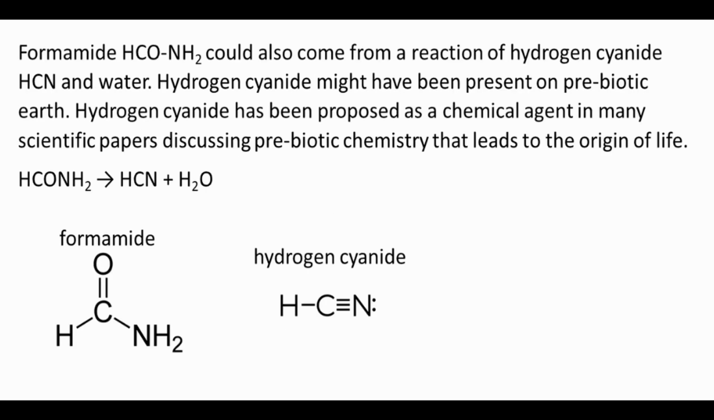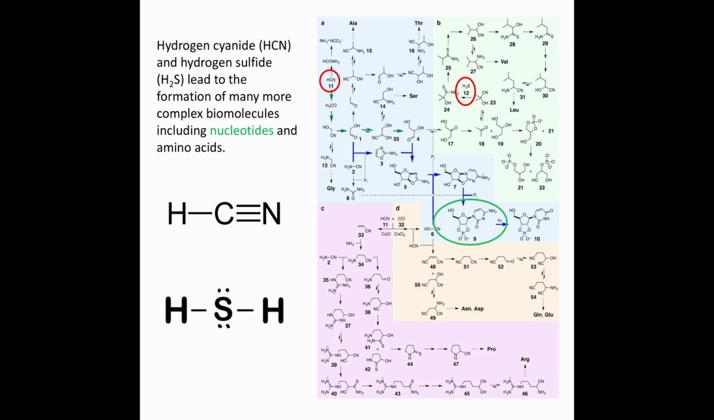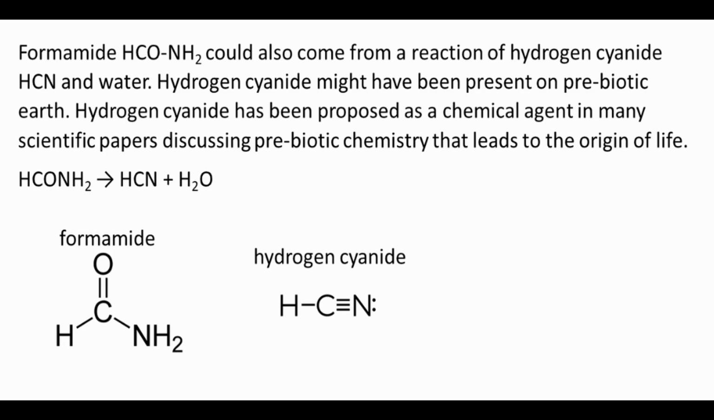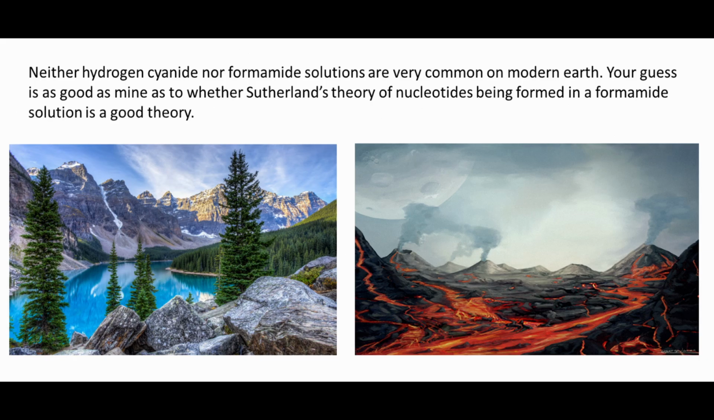Formamide HCONH2 could also come from a reaction of hydrogen cyanide HCN and water. Hydrogen cyanide might have been present on prebiotic Earth. Hydrogen cyanide has been proposed as a chemical agent in many scientific papers discussing prebiotic chemistry that leads to the origin of life. HCN plus H2O becomes HCONH2. Neither hydrogen cyanide nor formamide solutions are very common on modern Earth.